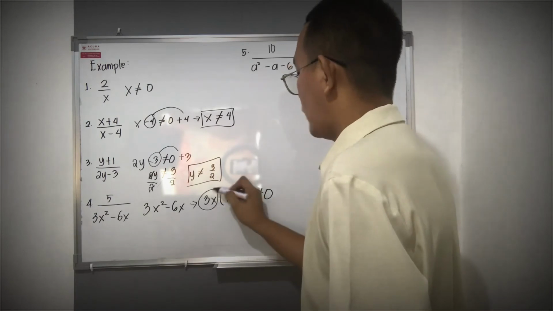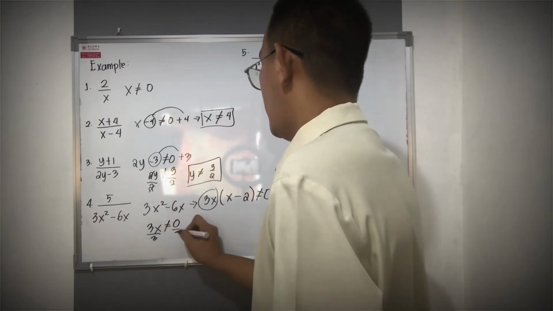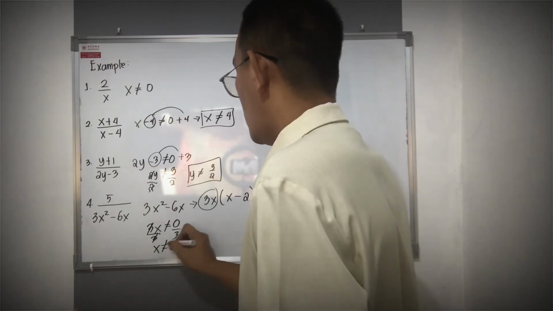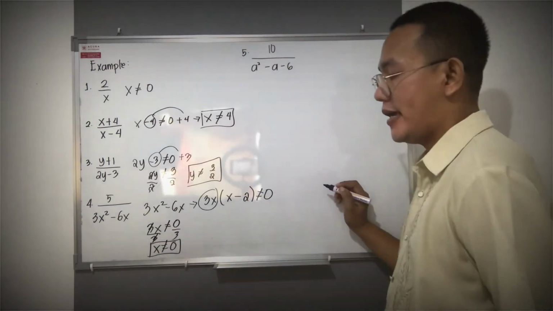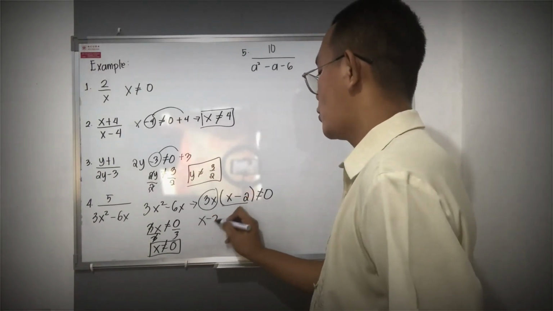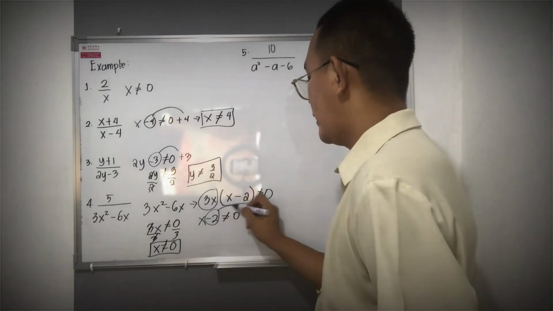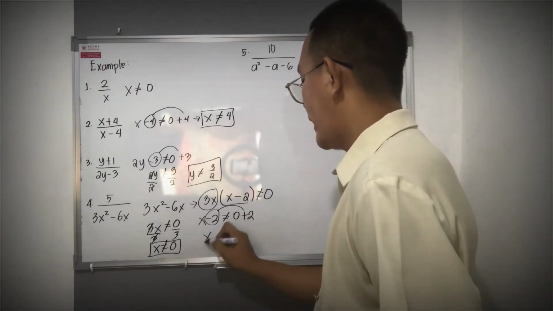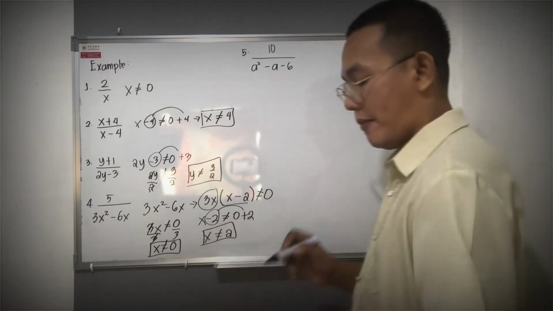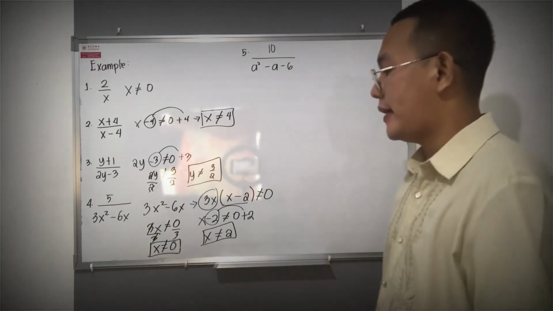Let's take 3x first. 3x is not equal to 0. Divide both sides by 3. x is not equal to 0 divided by 3, so x is not equal to 0. So our first value of x is 0. Next, we have x minus 2 not equal to 0. To get the value of x, we move negative 2, which becomes positive 2. So x is not equal to positive 2. Therefore, the values of x are not equal to 0 and not equal to positive 2.